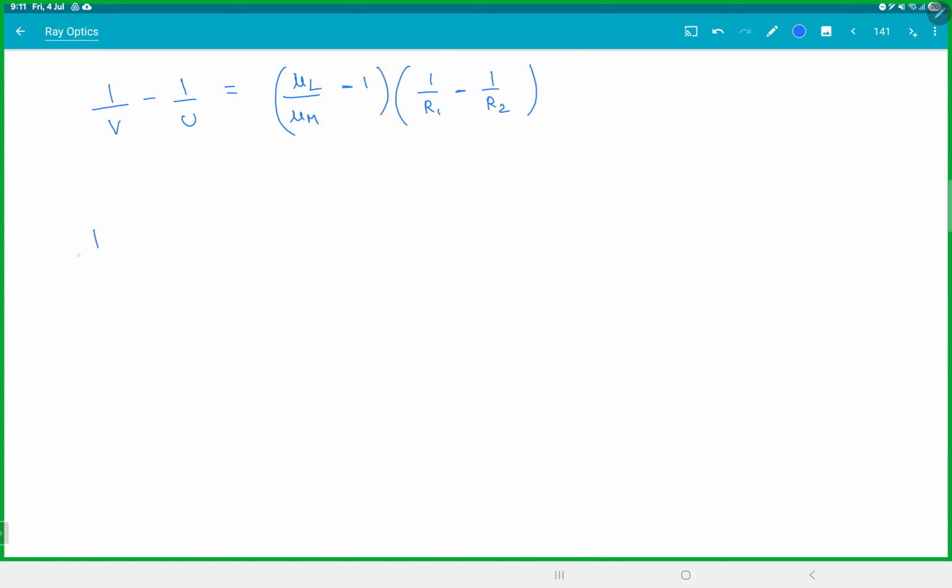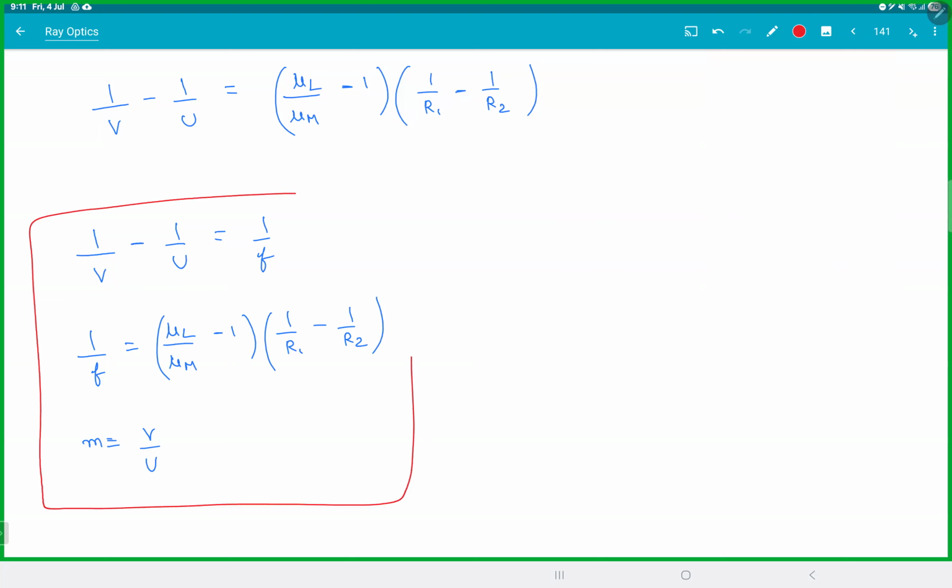So you can note down this thing. The final formula is 1 by V minus 1 by U is 1 by F. It looks like the mirror formula with a minus in the middle. But your focal length is not that easy. In mirror it was R by 2. Here it is mu L by mu M minus 1 into 1 by R1 minus 1 by R2. And the magnification is V by U. Note down these formulas. You will need this. Like I keep saying, the formulas are different, but every technique that you did in mirrors and refraction on curved surface, everything is valid.